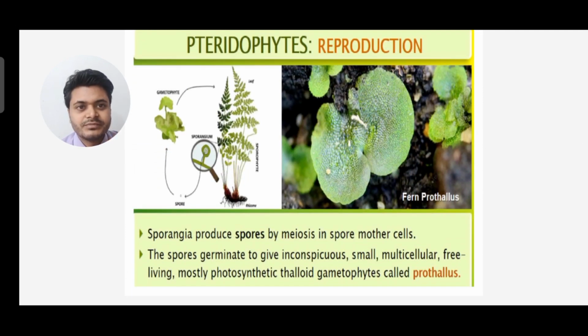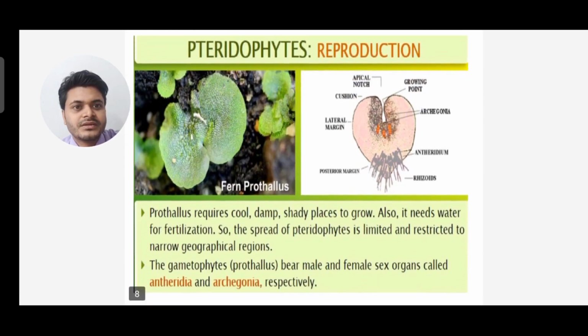Now sporangia produce spores by meiosis in spore mother cells. The spores germinate to give an inconspicuous, small, multicellular, free-living, mostly photosynthetic, thalloid gametophyte called prothallus. You can see the fern prothallus on the right side of the picture. The prothallus requires cool, damp, shady places to grow, and it also needs water for fertilization. So the spread of pteridophyte is limited and restricted to narrow geographical regions.